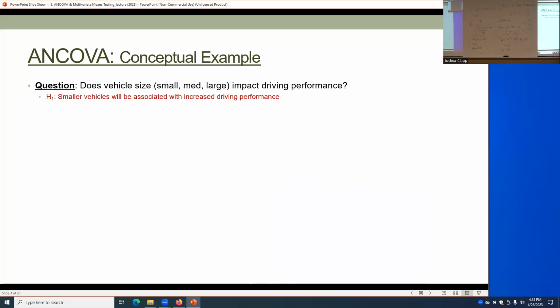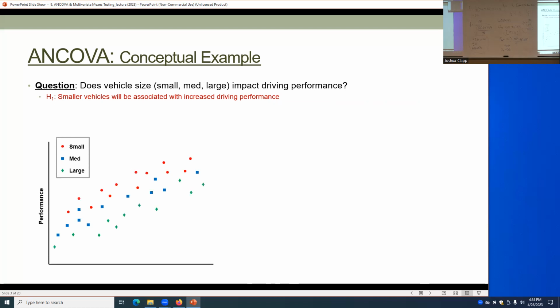So as a conceptual example, and this is pulling from the Miller and Chapman paper, they pose this question: does vehicle size, small, medium, or large, impact driving performance? And the hypothesis here is that smaller vehicles are going to be associated with increased performance. Like if people are driving smaller cars, they're going to do a better job. So I randomize people to small, medium, and large, have a track with a small car, medium car, large car, have them drive around, and I measure their performance, right?